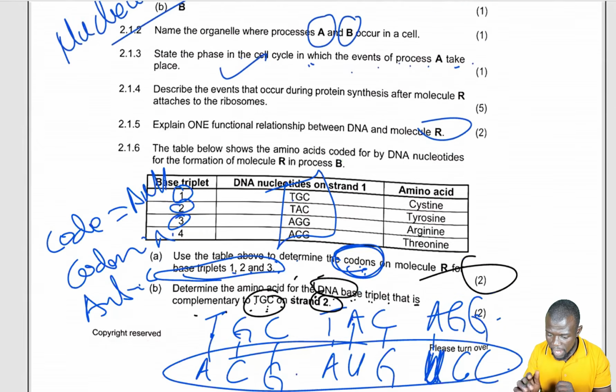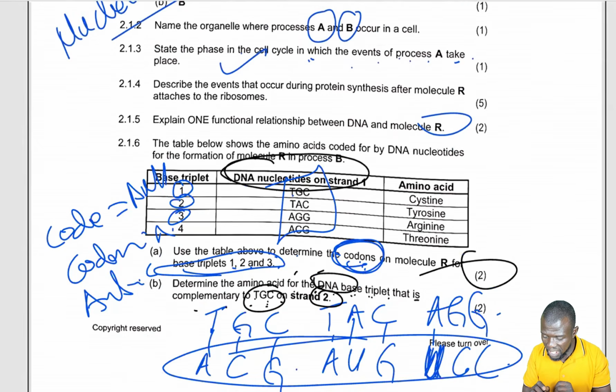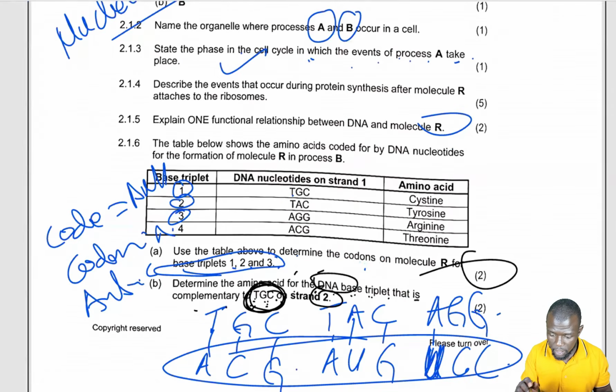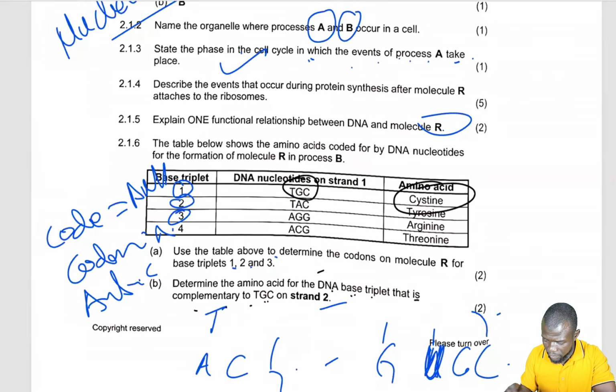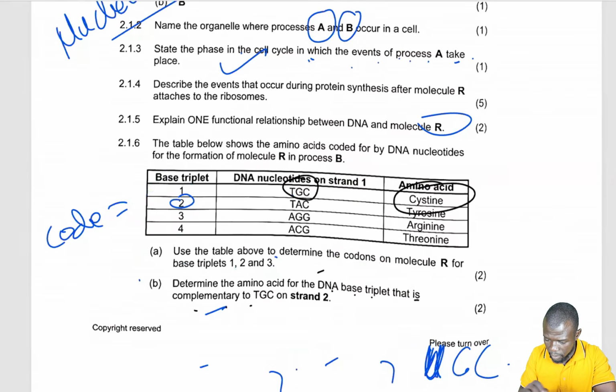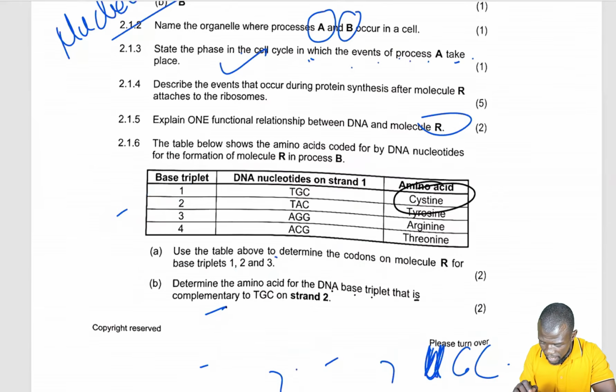Strand 2 is DNA, and what is here is also DNA. Since they are giving you DNA and they are looking for DNA, then definitely we are not changing anything. So it's going to be TGC. Let me clear it up. So it's going to be cysteine. So that's what is going to be the answer. Let me check properly. Yes, cysteine.